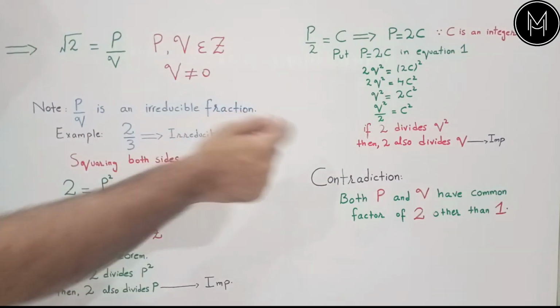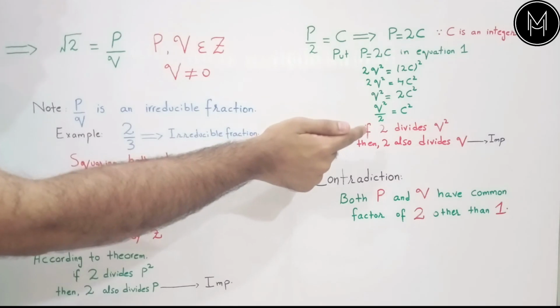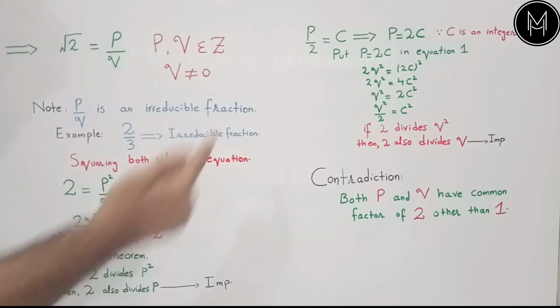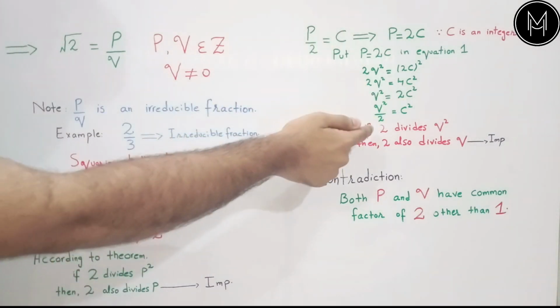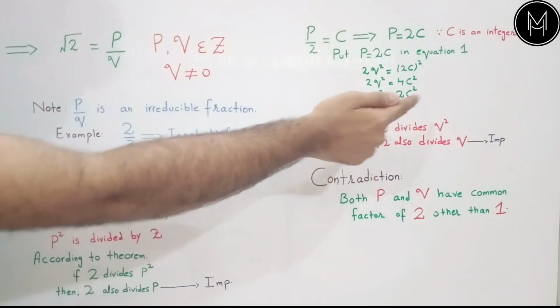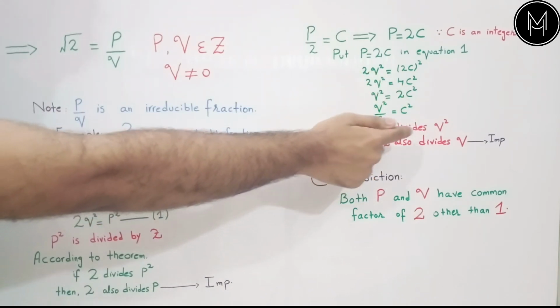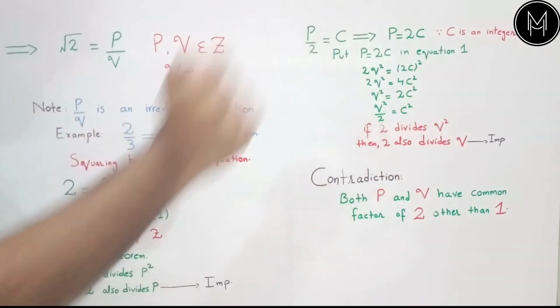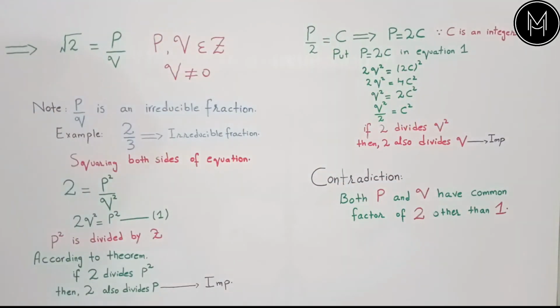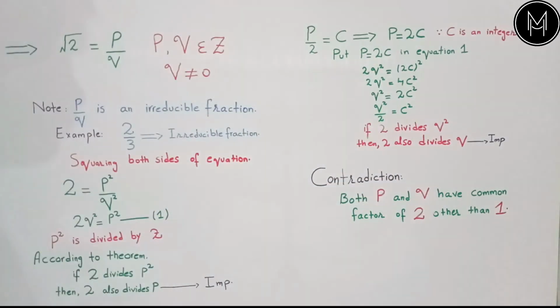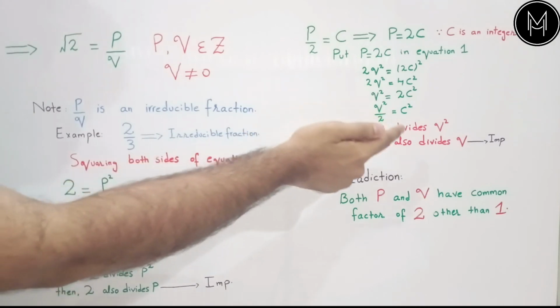Now we can say if 2 divides q square, then according to the theorem 2 also divides q, as 2 is a prime number. If any prime number divides the square of any number, then according to the theorem that prime number also divides the actual number, that is q in our case. So this is our second most important statement, that 2 also divides q. Now we have two important results. The first is 2 divides p and the second is 2 divides q.